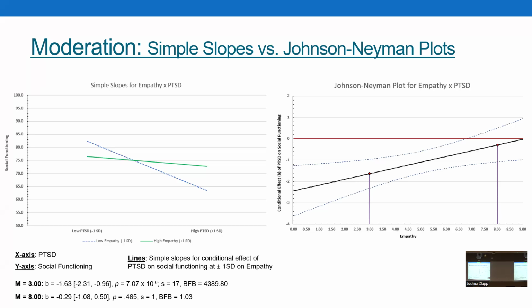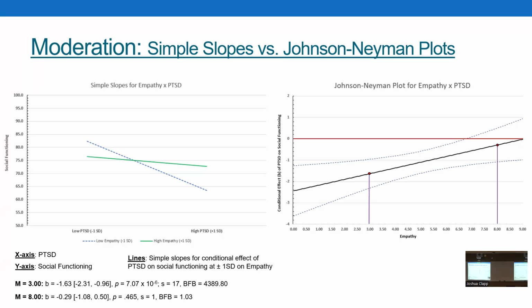And I can see that at a standard deviation below, this is my coefficient, it's going to be negative 1.63. And here's the lower bound and the upper bound. I know that that's associated with evidence for an effect because it doesn't cross 0. Here at a value of 8, this is a standard deviation above.